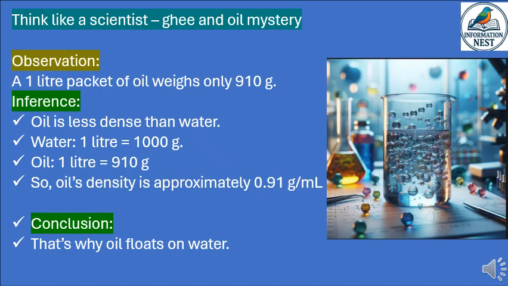Hmm, something is different here. Oil must be less dense than water because even though both are 1 liter in volume, oil weighs less. Let's do the math. Density is equal to mass divided by volume. Density of oil is equal to 910 gram divided by 1000 ml, which will give you 0.91 gram per milliliter. That is lower than water's density of 1 gram per milliliter.